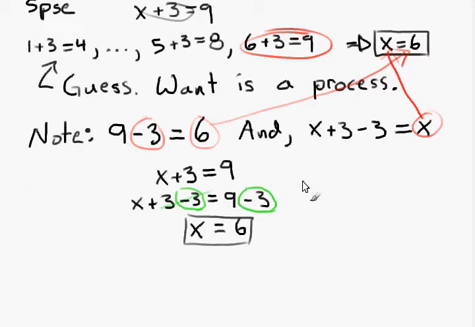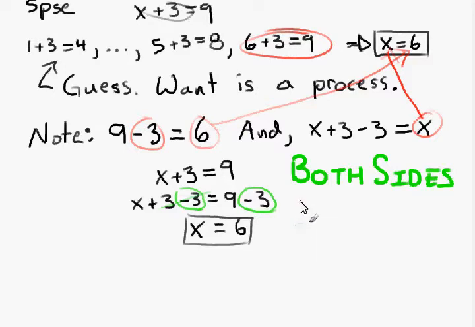So again, two very important things here. First, it was both sides of the equation. And this is sometimes called the golden rule. The golden rule of algebra is what you do on one side, like subtract 3, you've got to do right back on the other side. Both sides have to have that operation performed on them.